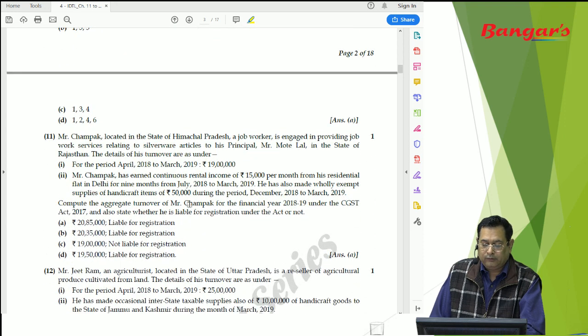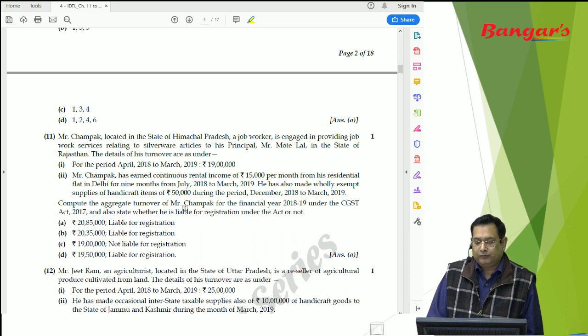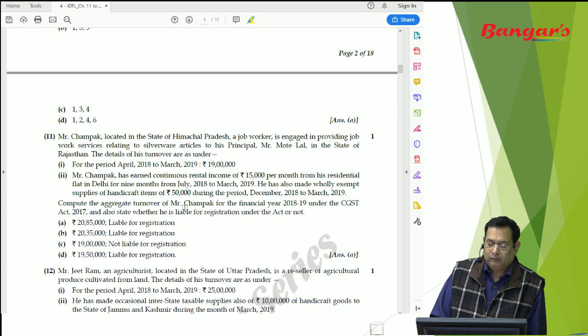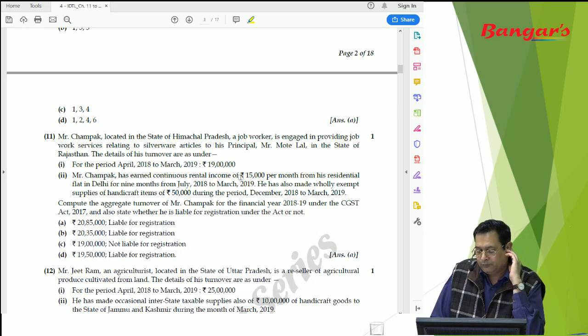Then Champak is located in the state of Himachal Pradesh. A job worker is engaged in providing job work services relating to silverware articles to his principal, Mr. Motilal, in the state of Rajasthan. And for the period from April 2018 to March 2019, the turnover is, say, 19 lakhs, and then they are earning rental income also, 15,000 rupees per month. That will also be counted, but it's a residential flat, though it's exempt, but the same will be counted for computation of aggregate turnover.